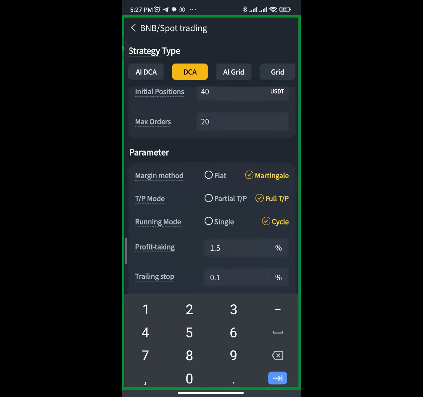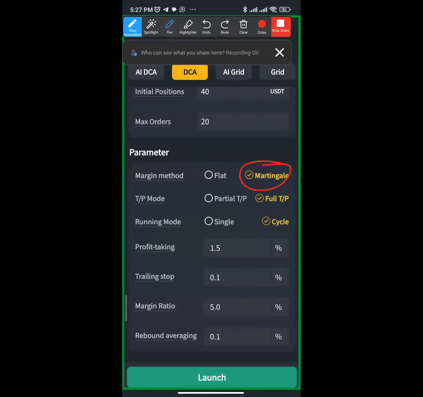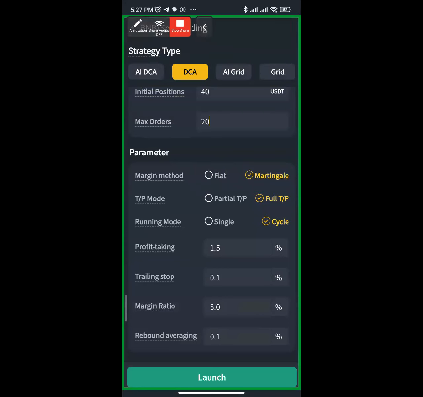Okay, let's continue. Depending on your capital, you might not want to use the martingale strategy. So I prefer to switch to the flat. I choose the flat. Right now, I talked about partial profits in general. Okay, there is a system.